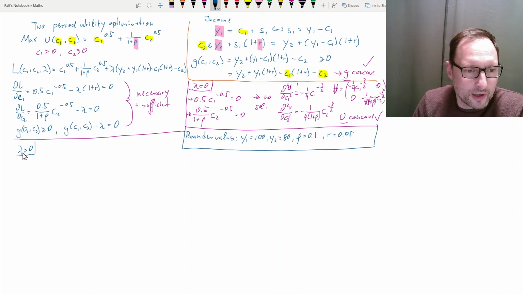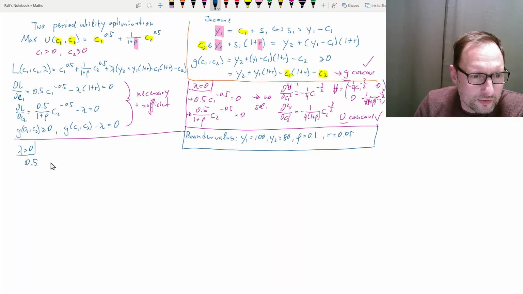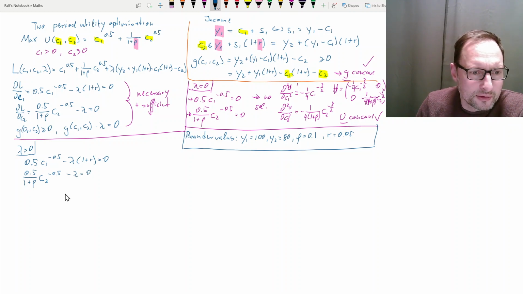So what we do now, looking at the constraint, is set lambda larger than 0. Let's just write it down. From the first Lagrangian condition we get 0.5 c1 to the negative 0.5 minus lambda times (1 plus r) is equal to 0. The second condition gives us 0.5 over (1 plus rho) times c2 to the negative 0.5 minus lambda is equal to 0.